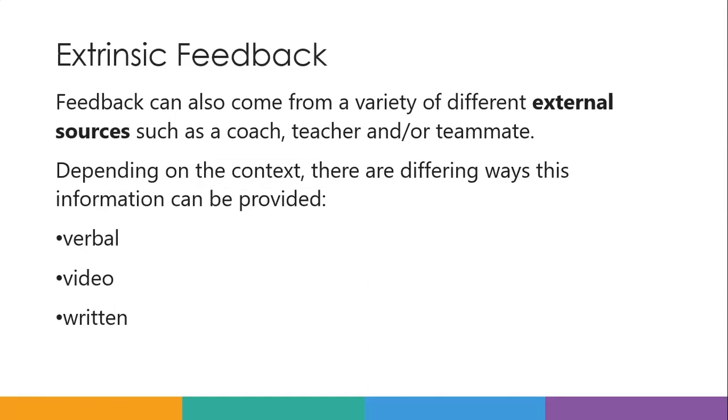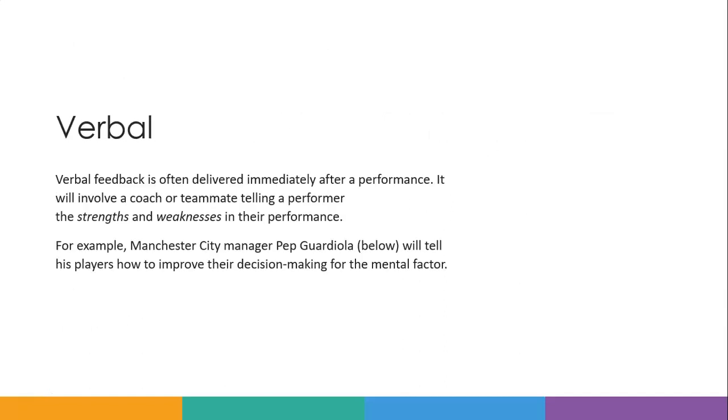Extrinsic feedback. Feedback can also come from a variety of different external sources, such as a coach, teacher, and/or teammate. Depending on the context, there are differing ways this information can be provided. These are verbal, video or visual, and written. Verbal feedback is often delivered immediately after the performance. It will involve a coach or teammate telling a performer the strengths and weaknesses in their performance.